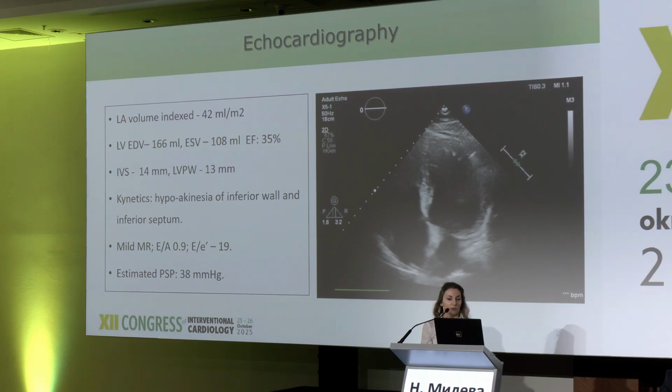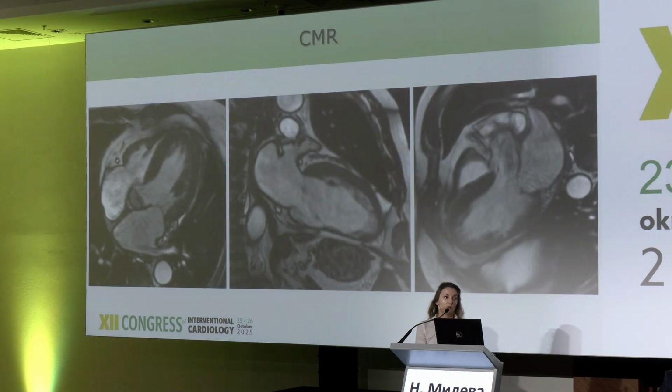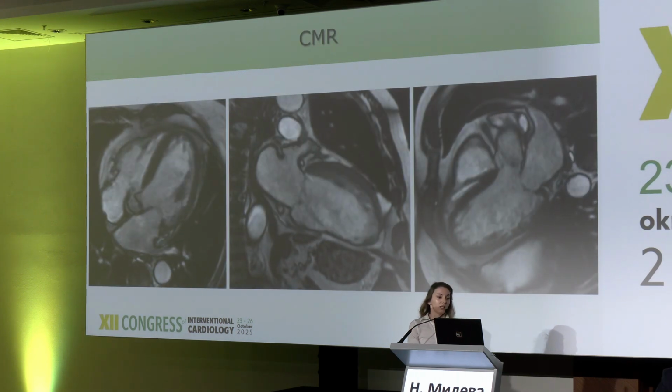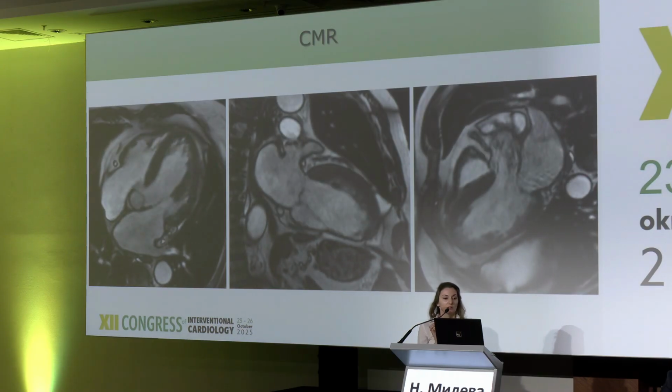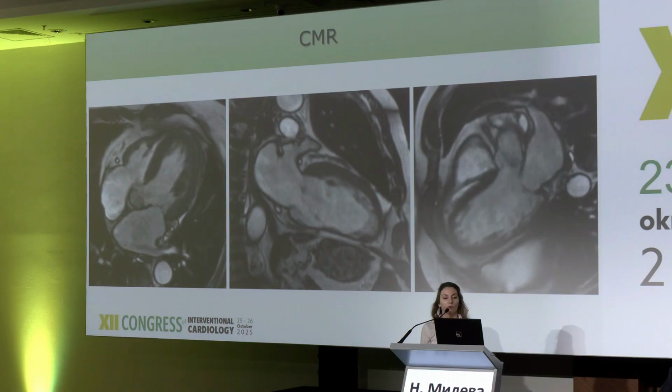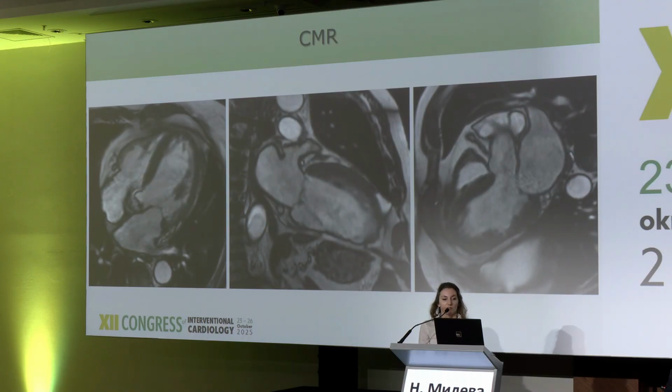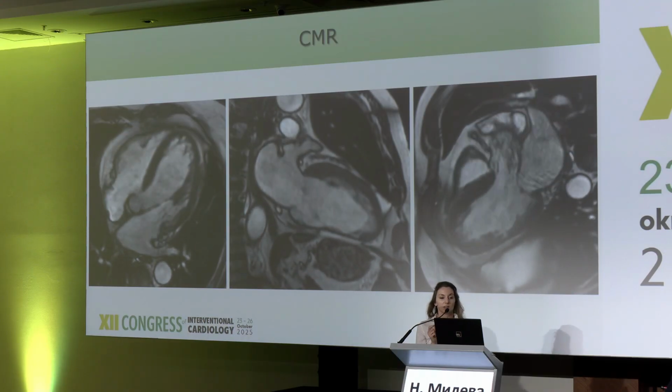We decided to perform MRI in this patient in order to evaluate first the vitality of this inferior wall, and also we were doing a stress protocol MRI to see if there is some ischemia behind these symptoms of angina and dyspnea, or if it's pure heart failure. So this is the cardiac magnetic resonance. As you can see here, very nicely, the inferior wall is very thin, completely akinetic.